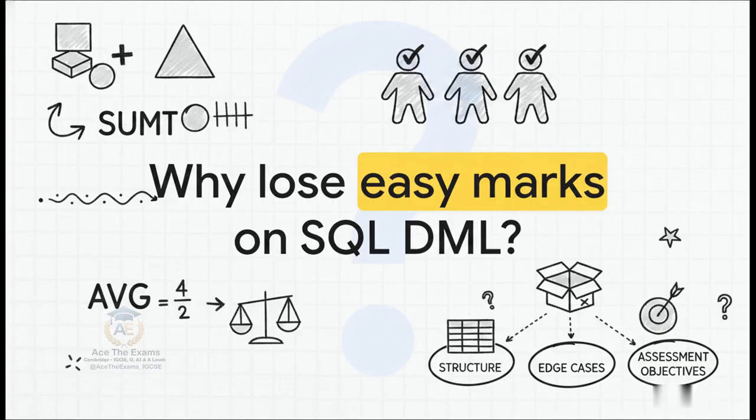Today, we are going to look at the exact reasons why candidates like Alex and Sam consistently drop easy marks. It is rarely because they don't know what the word sum means. It is entirely because of how they structure their answers, how they completely miss edge cases, and how they fail to meet the specific assessment objectives that Cambridge meticulously sets.